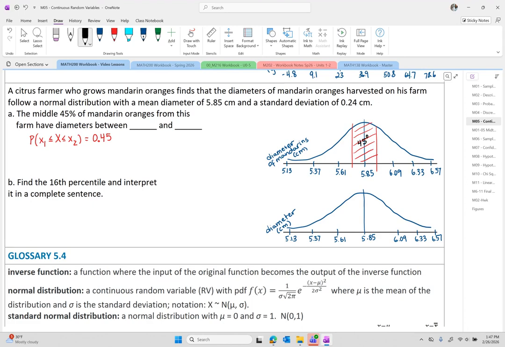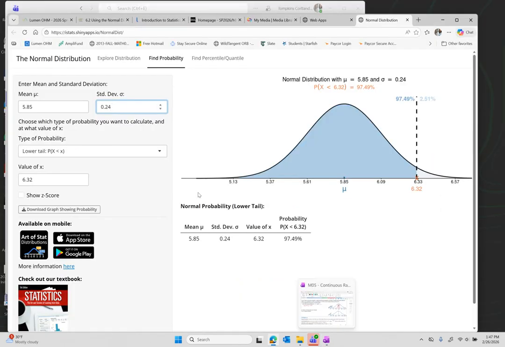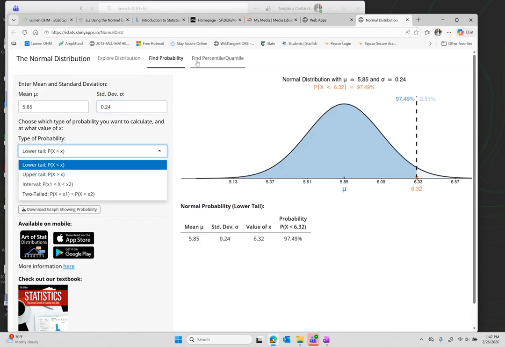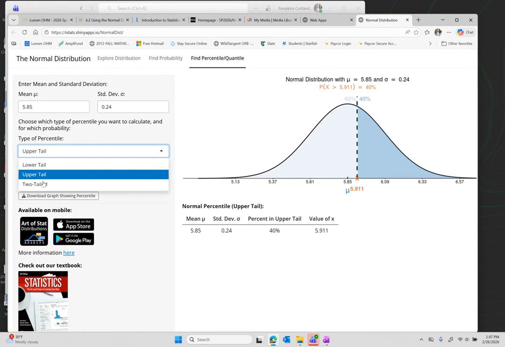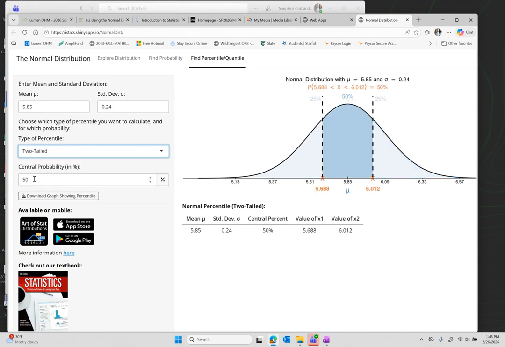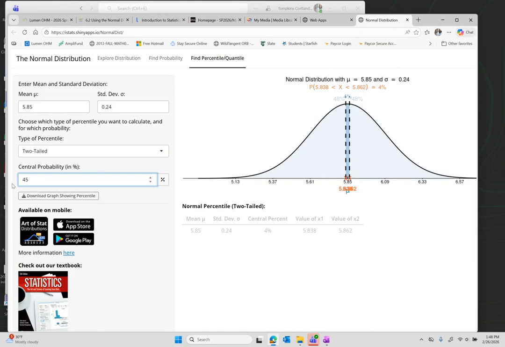And the easiest thing to do here is to actually use technology rather than do the math to find the probabilities in the lower tail for each one of them. So actually I'm going to go under find percentile quantile. I'm looking for a two-tailed test with a central probability of 45%, and the values are 5.707 and 5.993.